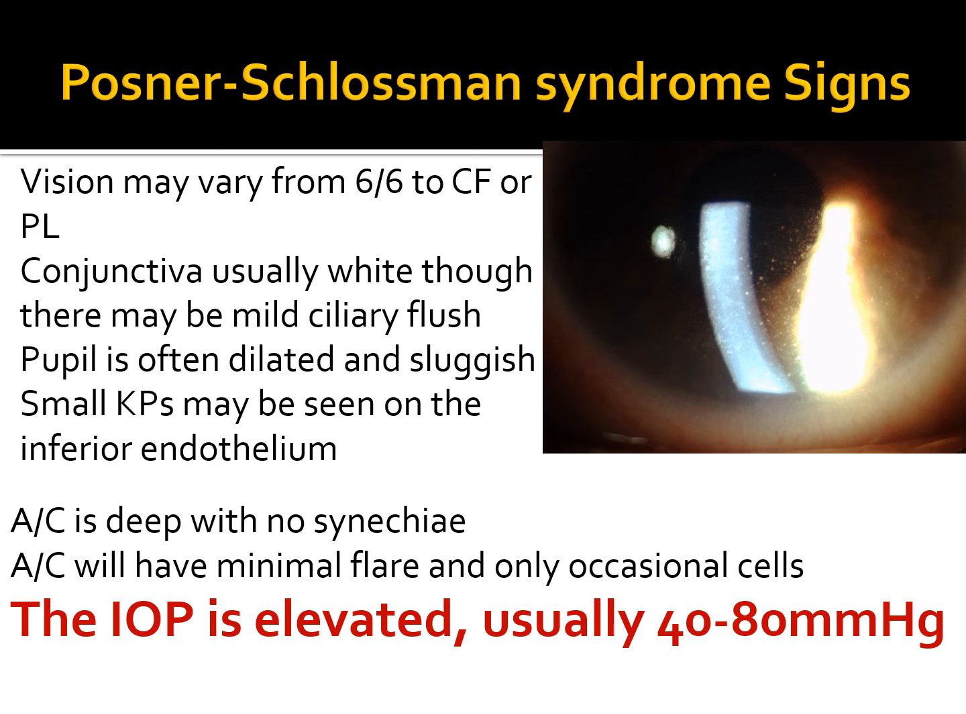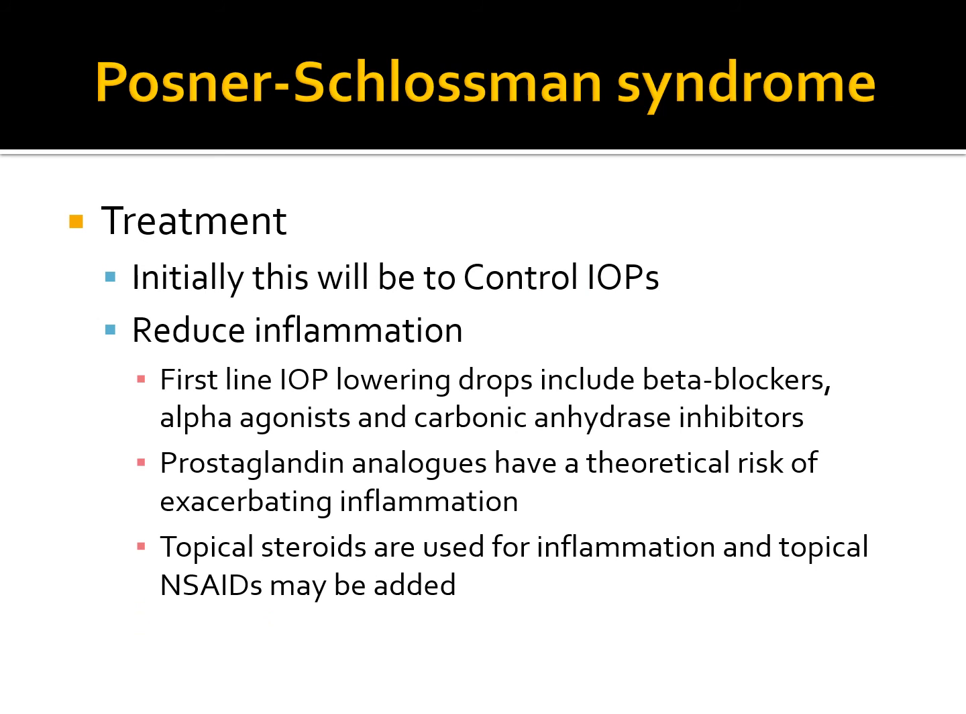As soon as you get a pressure of 40 to 80, you're going to pretty much refer. Although I suppose problematically, that's only going to be during the elevated episodes. You might see the patient when it isn't, so you'd be terribly confused. Treatment is obviously to control the IOPs and reduce the inflammation with beta blockers. Again, prostaglandin is not such a good choice because of a theoretical risk of exacerbating inflammation, and topical steroids can be used for inflammation.